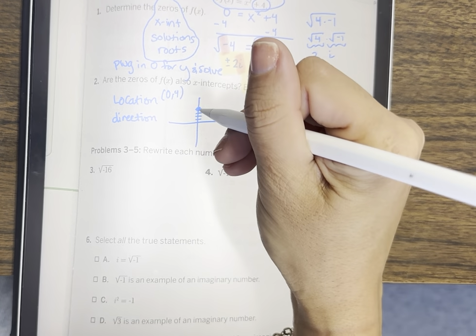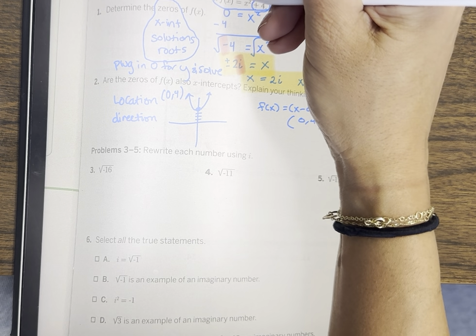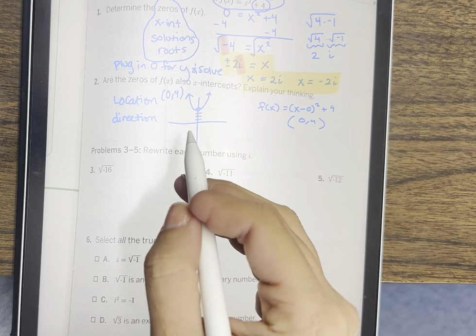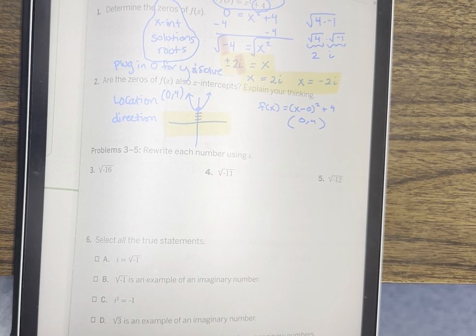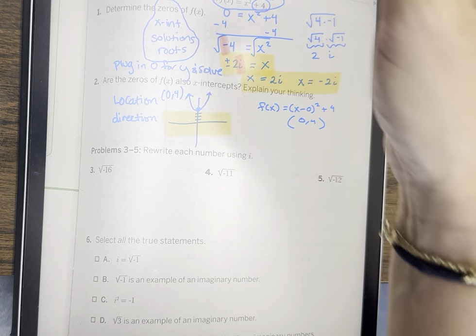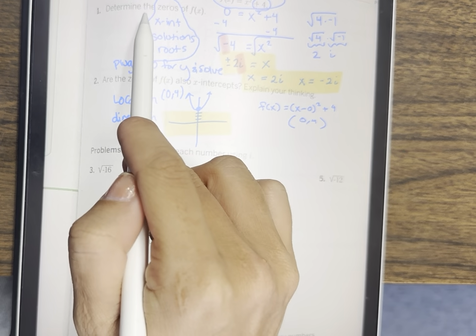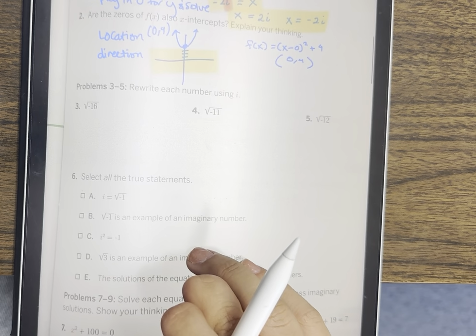And then its direction is up because immediately after the equal sign, there is not a negative. So it's up. And this guy, does it have x-intercepts, you guys? No, we don't cross the x-axis, all right? These numbers make the equation 0, so they are zeros, but they are not x-intercepts. All right, here we go.